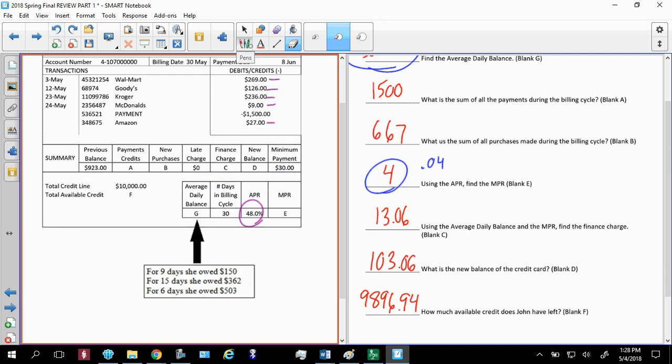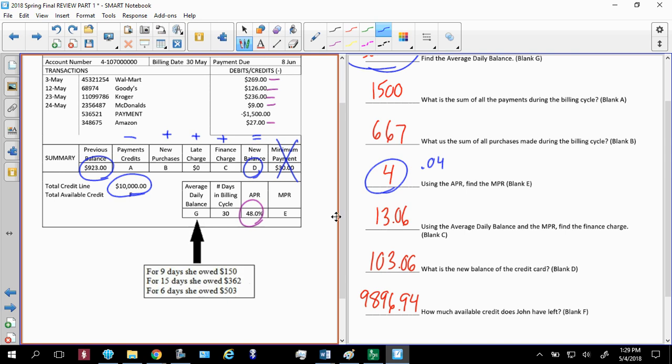So, all right, starting with the previous balance minus plus equals new balance. Remember, cross that out. You don't need minimum payment. How much available credit is left? Well, look at the total credit line, which is right there.